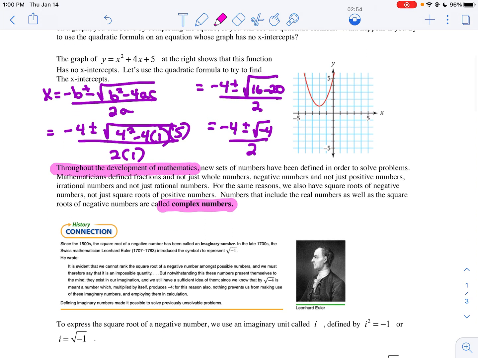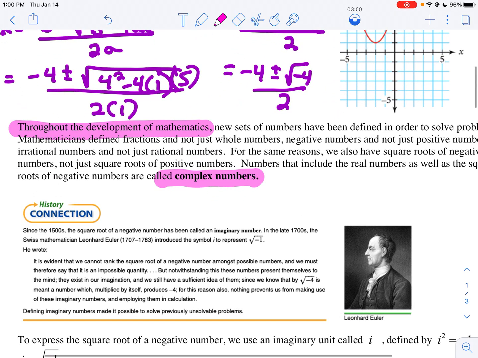So here's a little history connection. Since the 1500s, the square root of a negative number has been called an imaginary number. In the late 1700s, the Swiss mathematician Leonhard Euler, I know it looks like Euler, but it's pronounced Euler, introduced the symbol i to represent the square root of negative 1. Again, he used i to represent the square root of negative 1.